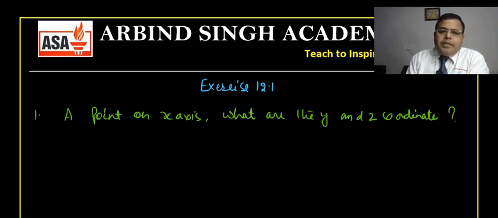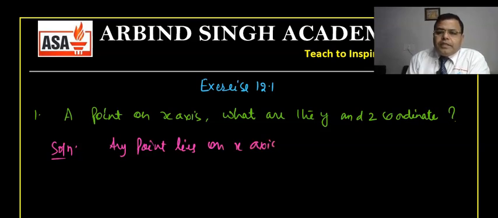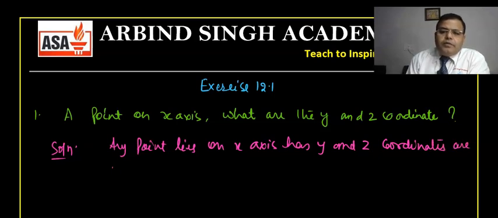Solution: any point that lies on the x-axis has its y and z coordinates equal to 0. This is what we have discussed already. The y and z coordinates are 0.